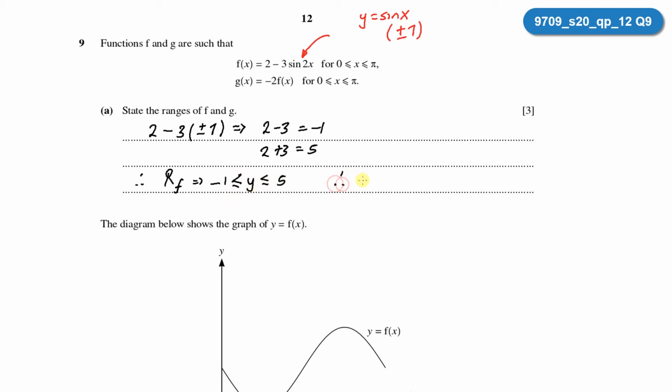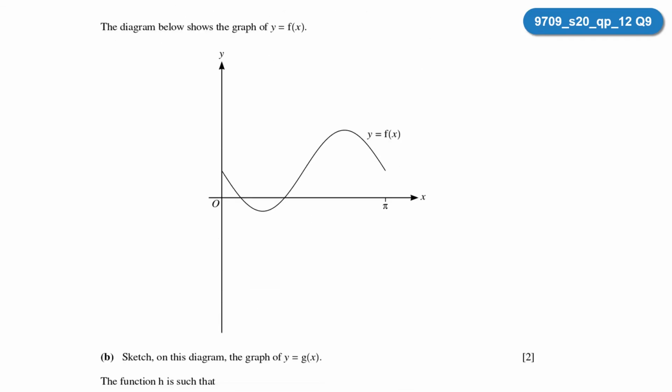So that's the range of f. And this therefore means for g of x, since g of x is minus 2 of f of x, it means we're going to multiply the limits of the range of f times minus 2. So 5 becomes the lower limit when multiplied by minus 2, so that will be minus 10. And multiplying minus 2 times minus 1, we get 2. So the range will be from minus 10 to 2. So that's the answer here for the range of g of x. Let's go to the next part of the question.